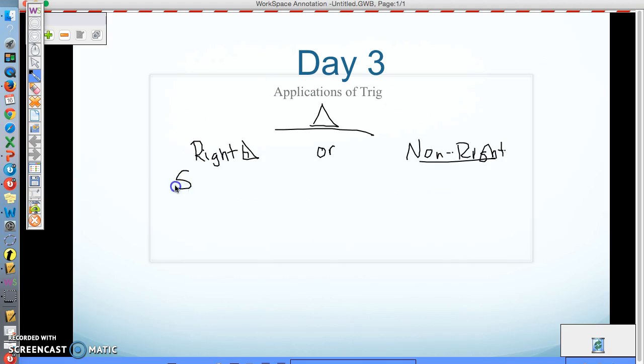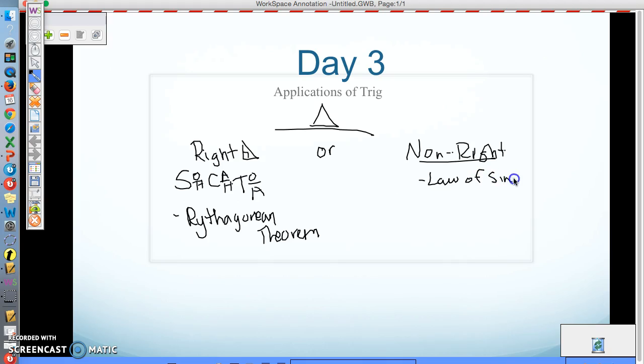For right, we can use SOHCAHTOA, or we could use the Pythagorean theorem. Whoops, that looks like an R there. And for non-right, we have the law of sines and the law of cosines. Sorry about that, guys.